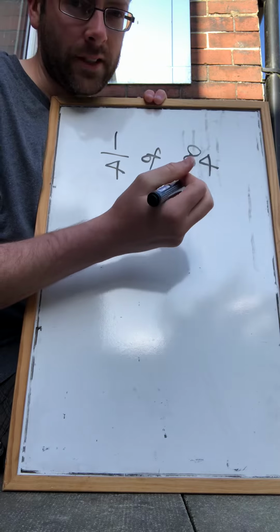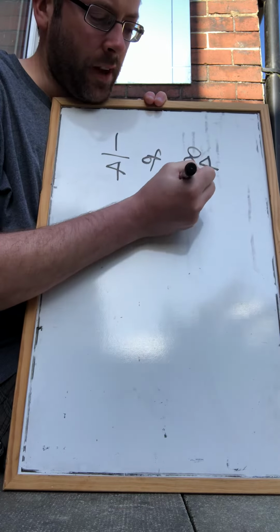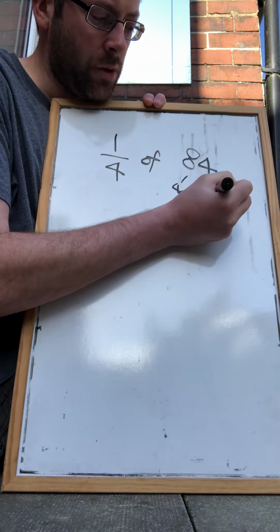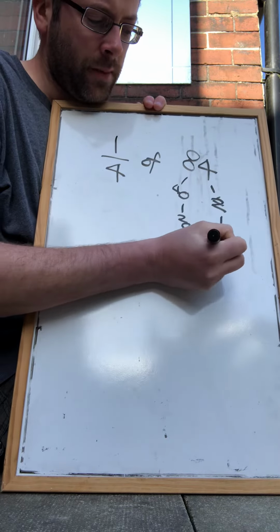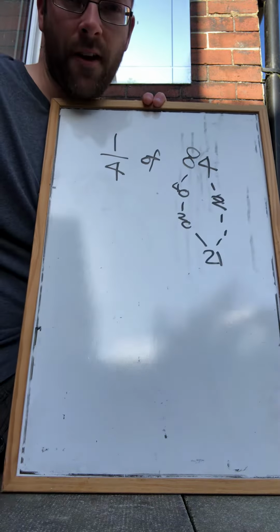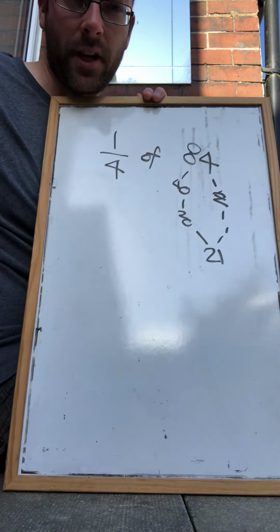Obviously, there's different ways of doing this. I'm going to half it and half it again. Well, half of 80 is 40, half of that is 20, half of 4 is 2, half of that is 1. So my answer is 21. Okay, finding fractions, we divide by the denominator.